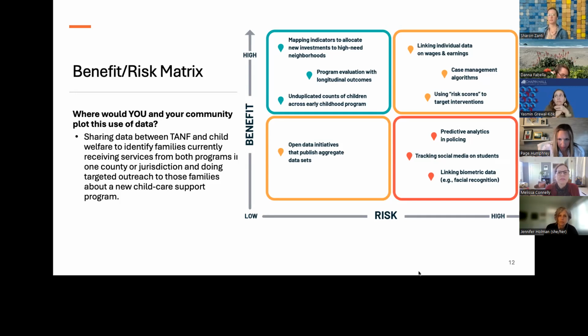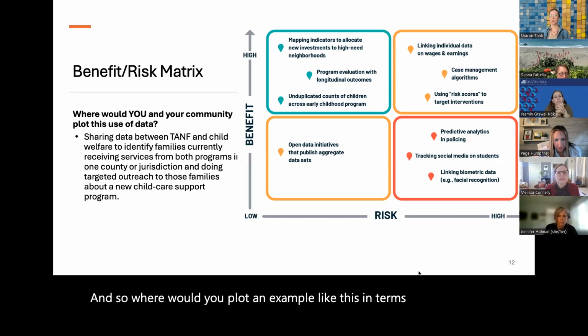So we went to the state, and the state doesn't necessarily have that data, and we have a data sharing agreement between TANF and the state, but it was never thought that we would need that kind of data. So we run into a lot of problems in terms of just collecting basic data from the state, because one third of our members live on the reservation, and two thirds live over there. So this is a good example for us. And so where would you plot an example like this in terms of the potential risk?